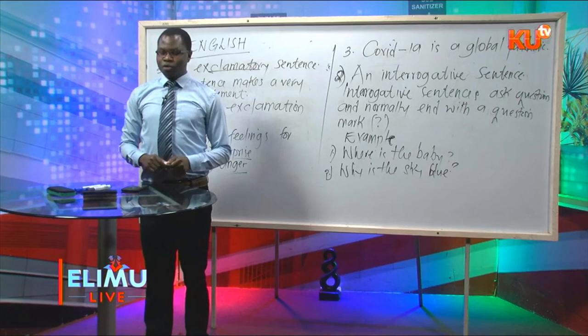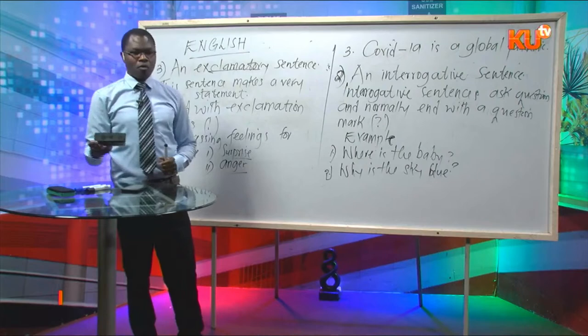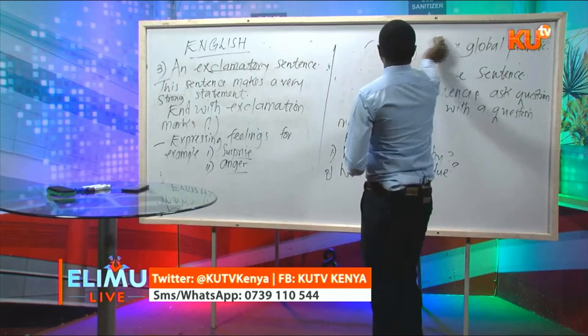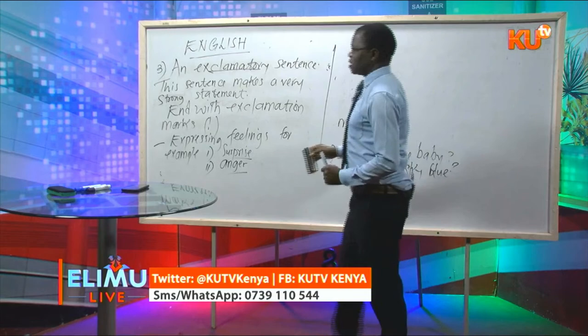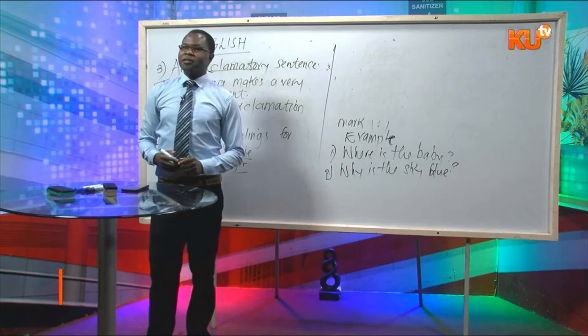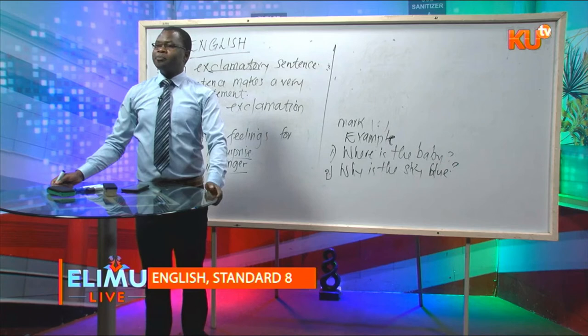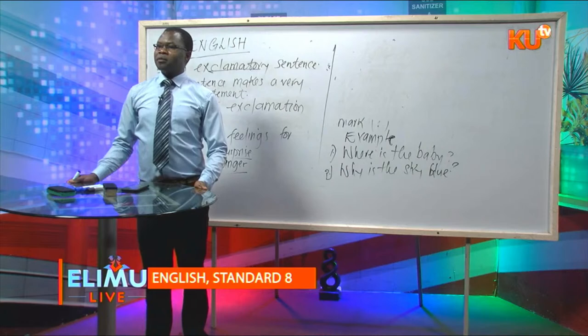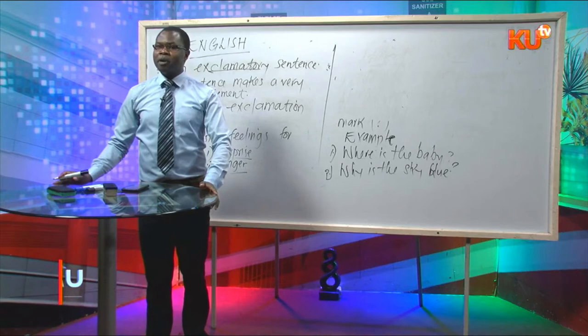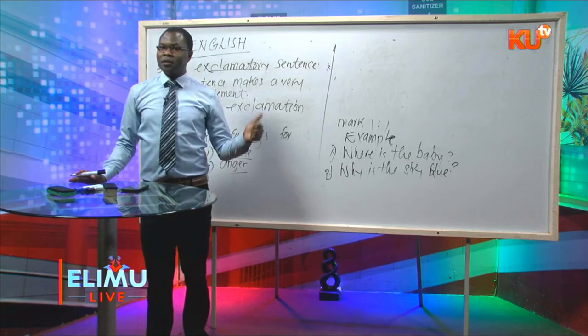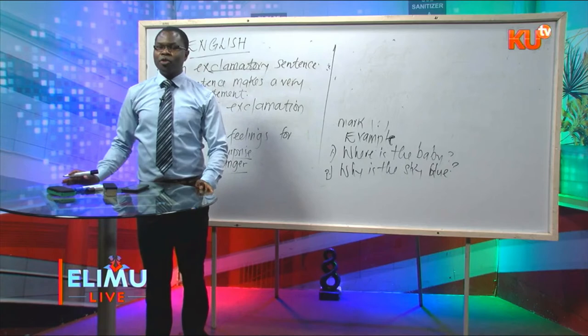I want us to look at examples of exclamatory sentences. Like now we are staying at home because of the COVID-19 pandemic. So most of the time, whenever we see the cabinet secretary and the Ministry of Health, whenever they come to address us, they use exclamatory sentences to express feelings, to express anger sometimes, whenever people are not keeping distance, not wearing masks in public places, ignoring washing of hands and all that. The types of sentences used to express such disappointment are what we call exclamatory sentences.